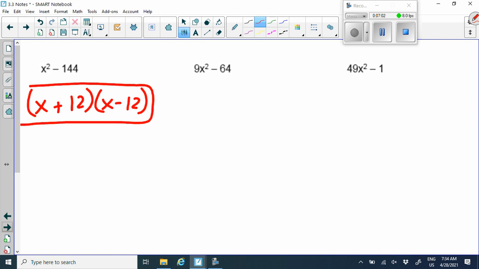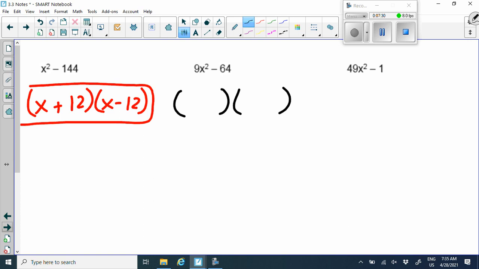So with 9x squared minus 64, this is a difference of squares. Because we know that both 9 and 64, they're perfect squares. We have subtraction, and it's a binomial. Now, before I factor, I do need to see, do these two terms have anything in common that I can take out? No, they don't have a number in common, and they don't have a variable in common. So I just factor like I usually do with difference of squares.